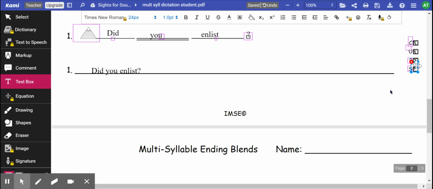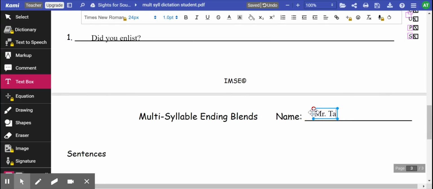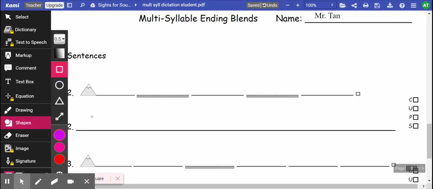This one's a little longer. And don't forget to write your name on this page too. Number 2 is, did you subtract or add? Did you subtract or add? Right, let's do it word by word. Did you subtract or add?